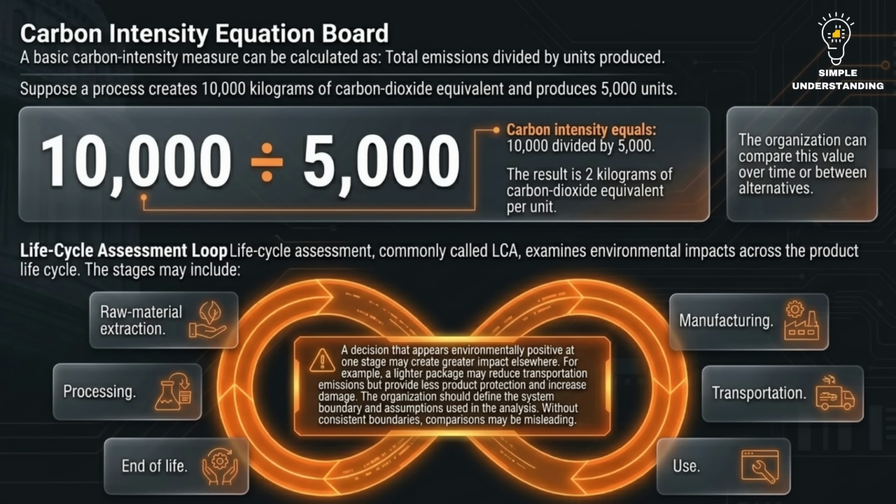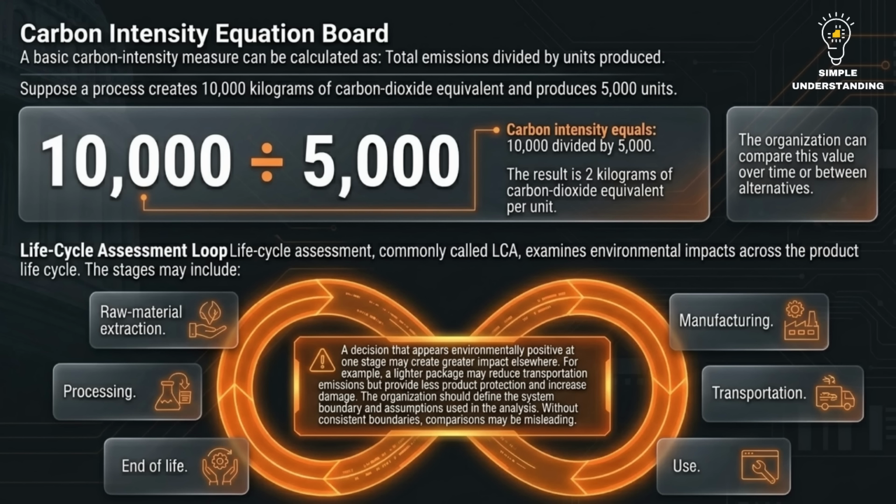Suppose a process creates 10,000 kilograms of carbon dioxide equivalent and produces 5,000 units. Carbon intensity equals 10,000 divided by 5,000. The result is 2 kilograms of carbon dioxide equivalent per unit. The organization can compare this value over time or between alternatives.